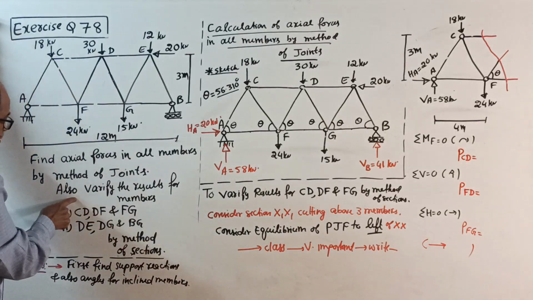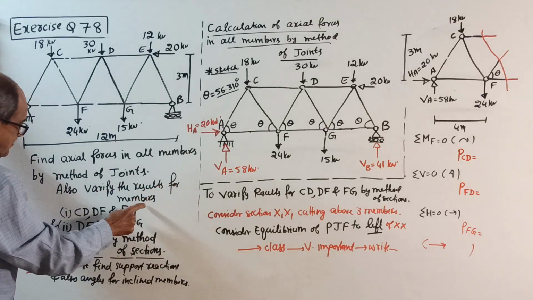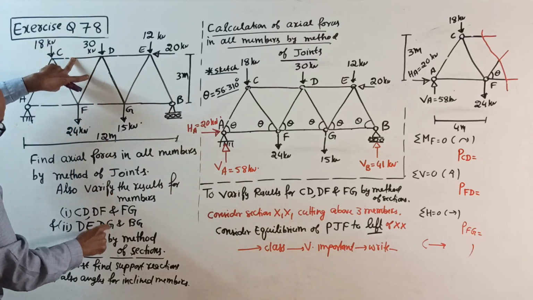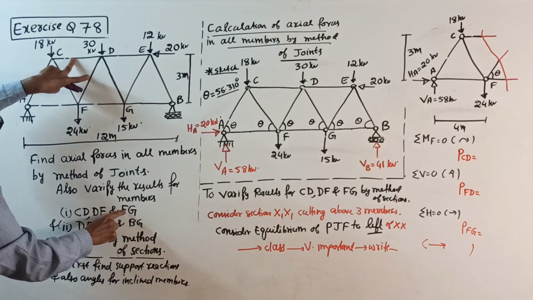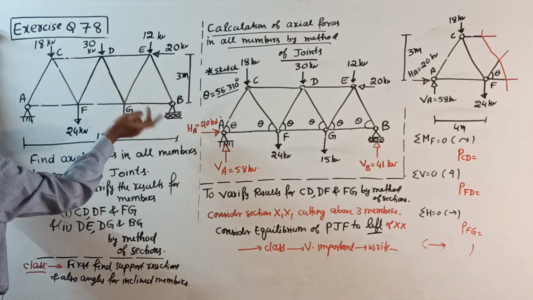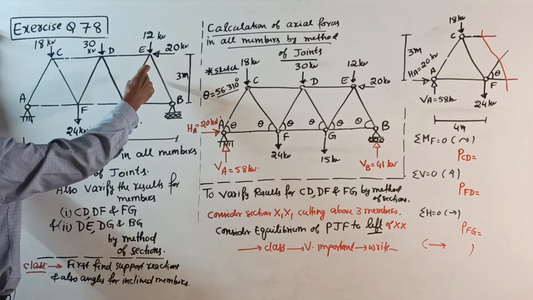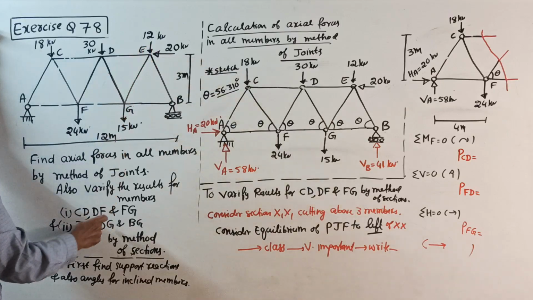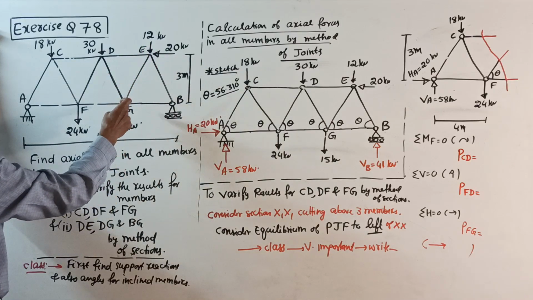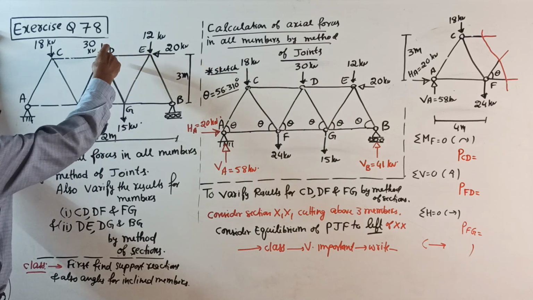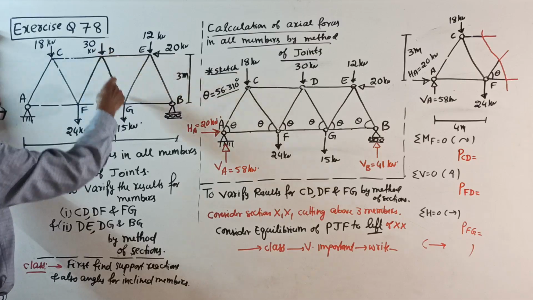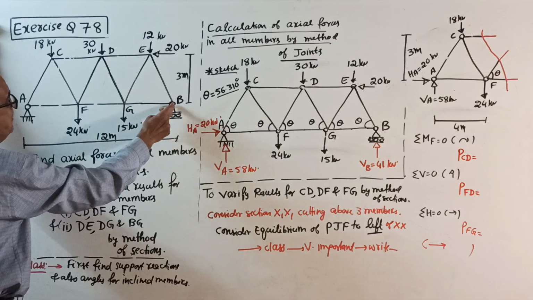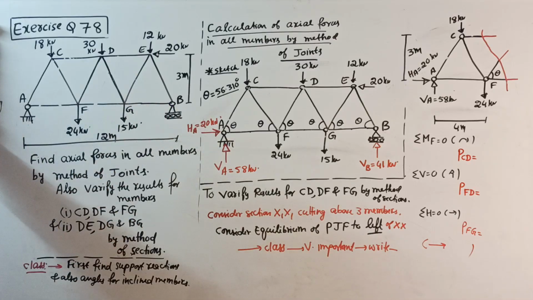Then also verify the results for members CD, DF and FG, these three members, and DE, DG and BG by method of sections.